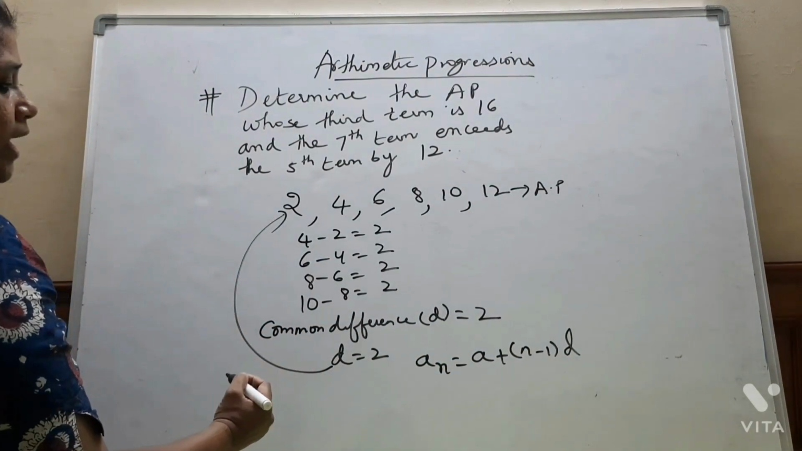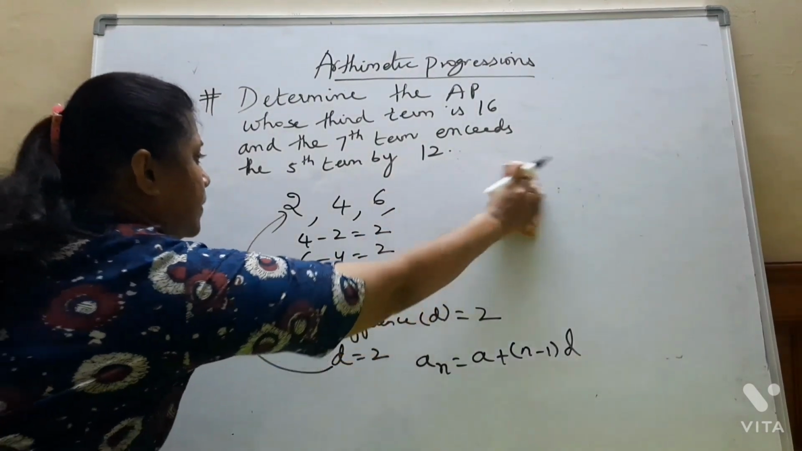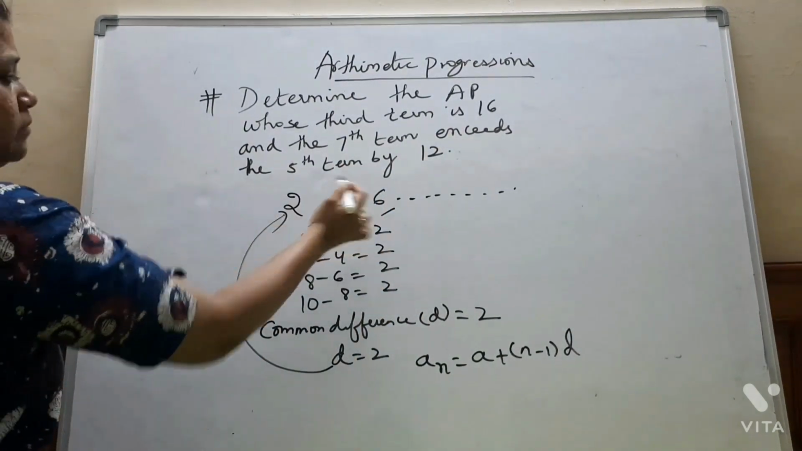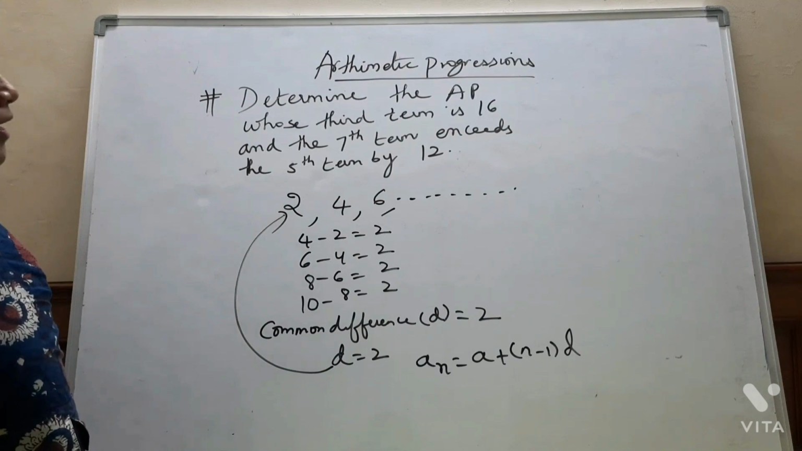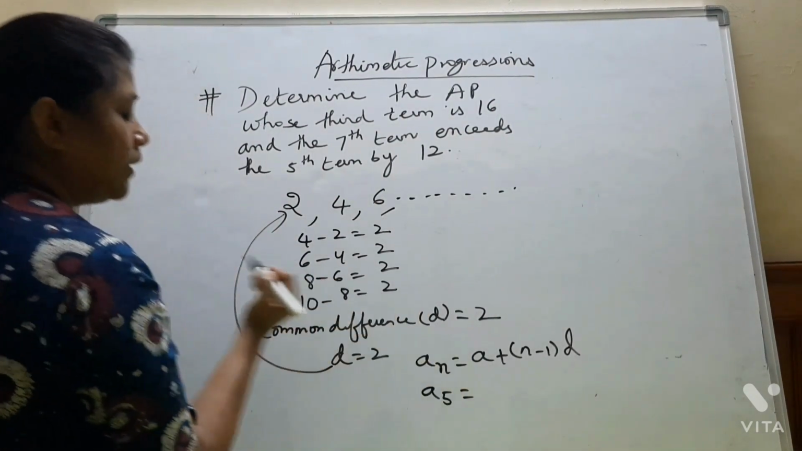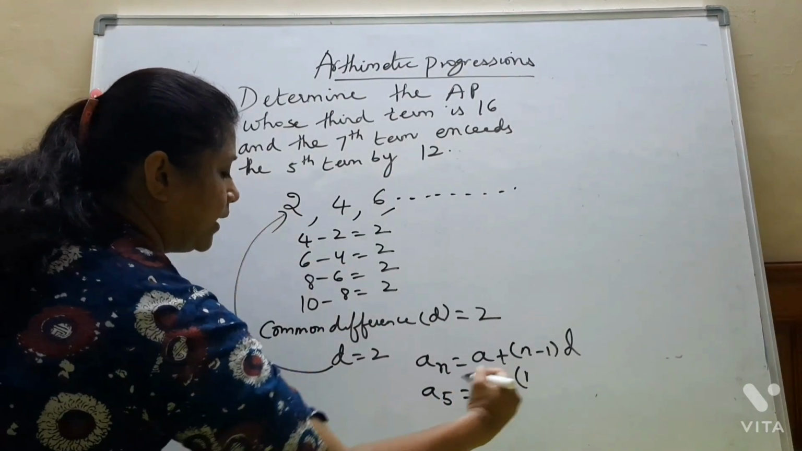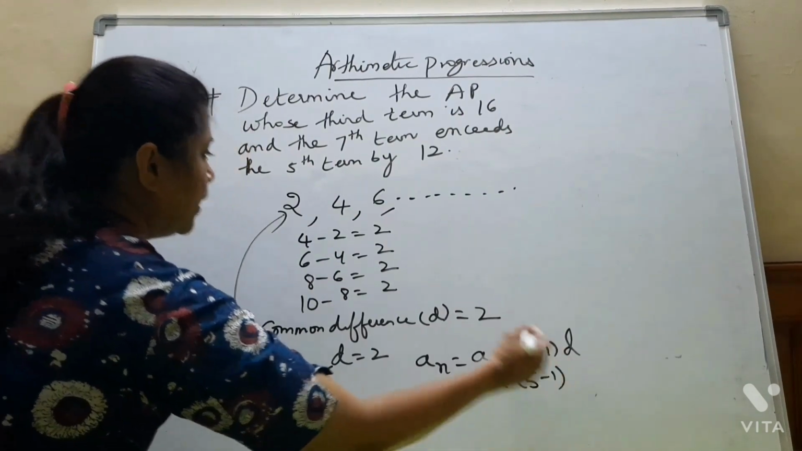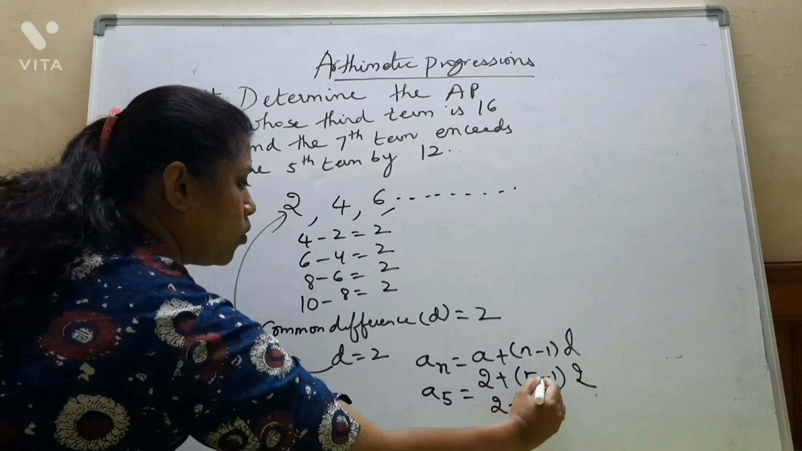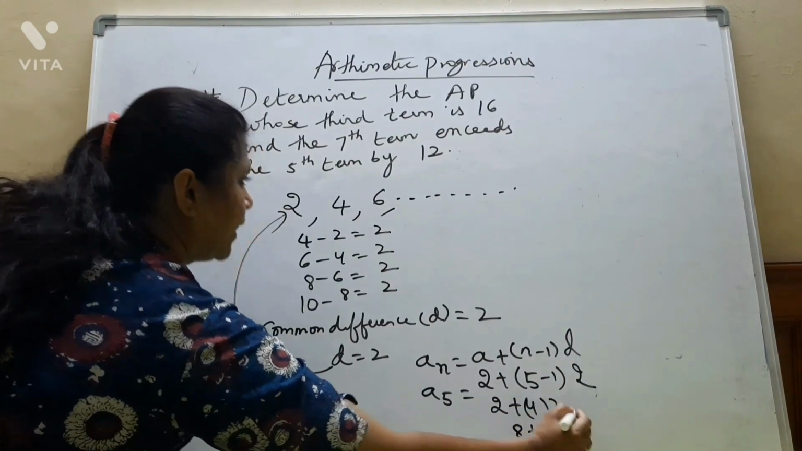If I want to find out the fifth term of the series, suppose I am erasing it, okay? So only 3 terms have been given, this is my first term, isn't it? I want to find out the fifth term of the series. So a5, if I want to find out, a is 2, is it not? n minus 1, n is what? 5, 5 minus 1. d is the common difference you got as 2. So 2 plus 4 into 2, is it not? So this is 8 plus 2, this is 10.